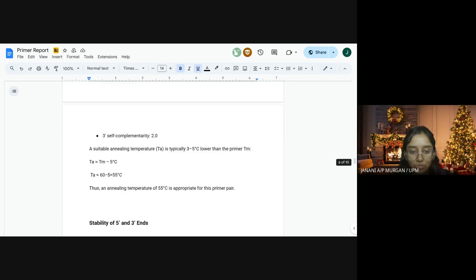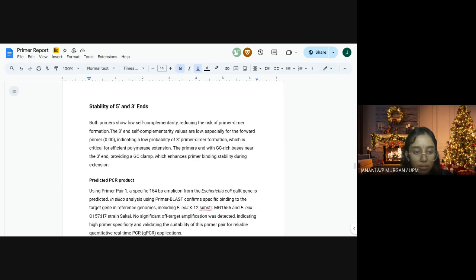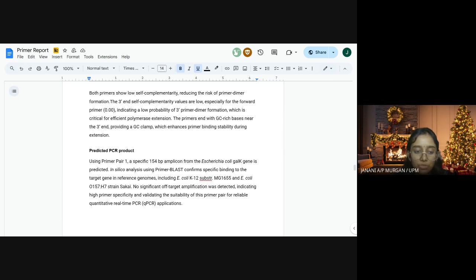In addition to these basic parameters, we evaluated the primer stability to avoid common PCR issues. Both primers show low self-complementarity and, more importantly, very low 3' self-complementarity. With the forward primer having the value of 0, this greatly reduces the likelihood of primer-dimer or hairpin formation, which could otherwise interfere with the amplification.